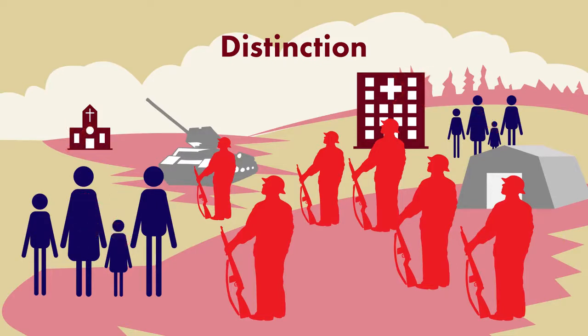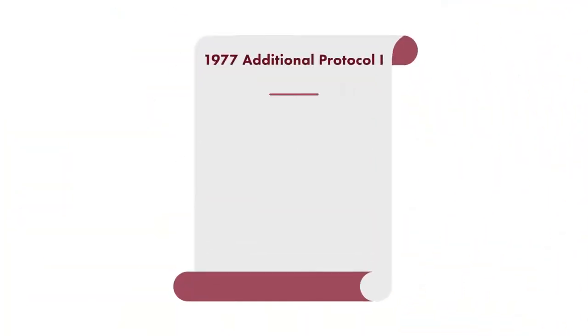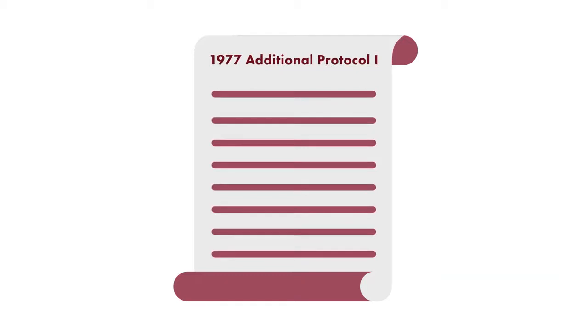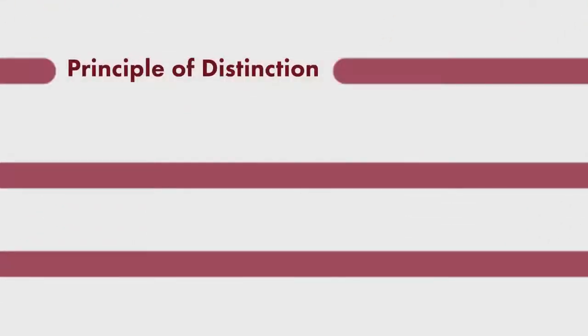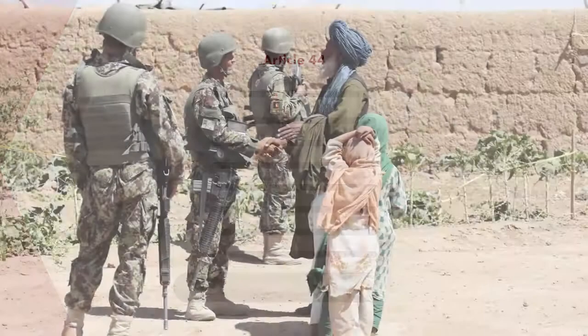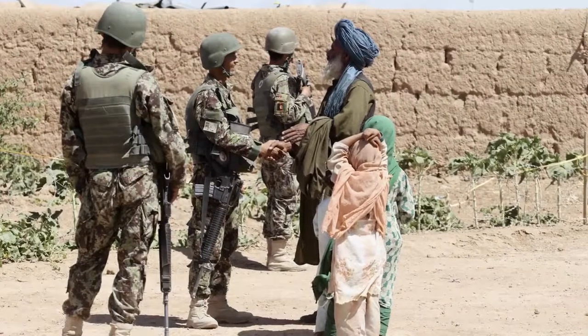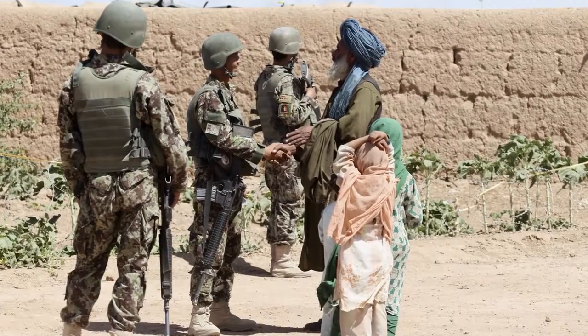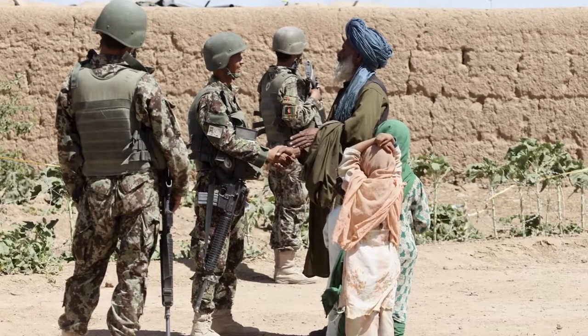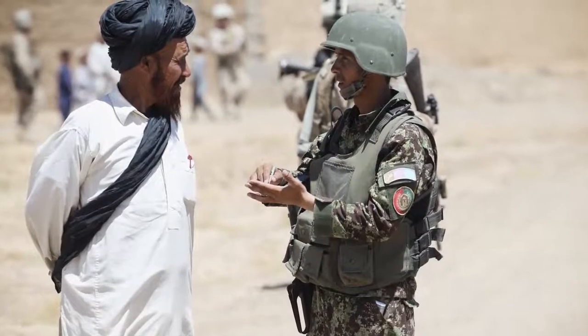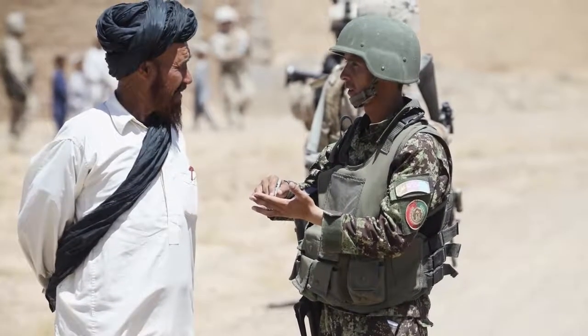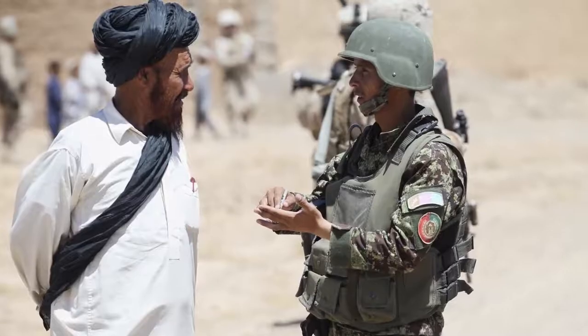While the fundamental principle of distinction is not specifically written into the four 1949 Geneva Conventions, it was included in the 1977 Additional Protocol 1, which supplements the four main conventions. Additional Protocol 1 addresses distinction in two places. In Article 44, it says, "In order to promote the protection of the civilian population from the effects of hostilities, combatants are obliged to distinguish themselves from the civilian population while they are engaged in an attack or in a military operation preparatory to an attack."